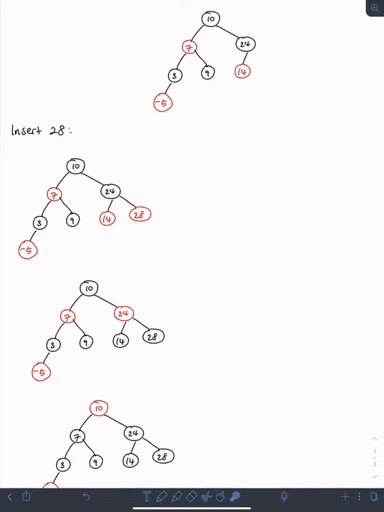value. So at the root, we decide that 10 is less than 28, which means that we need to look in the right subtree. So we go on to its right child, which is 24. We decide that 24 is less than 28, which means that we need to go to the right child of 24, right? So 28 is going to be inserted as the right child of 24.